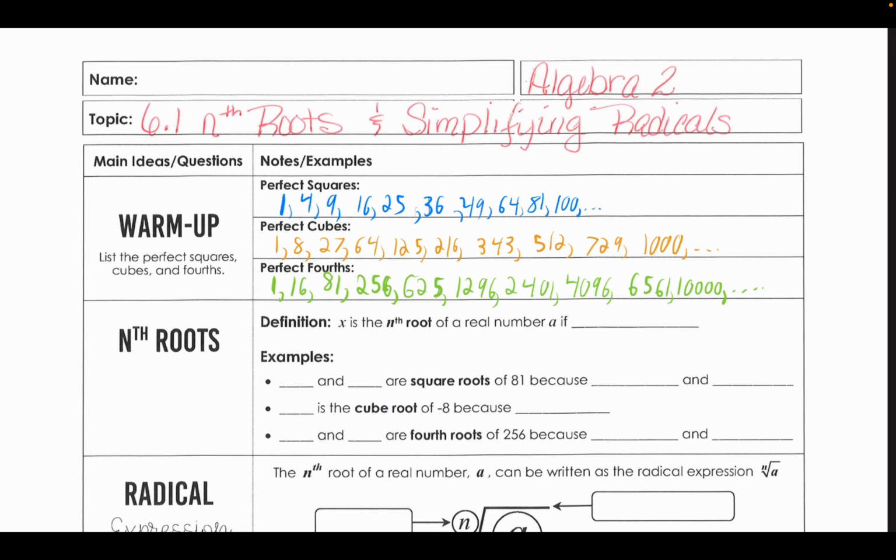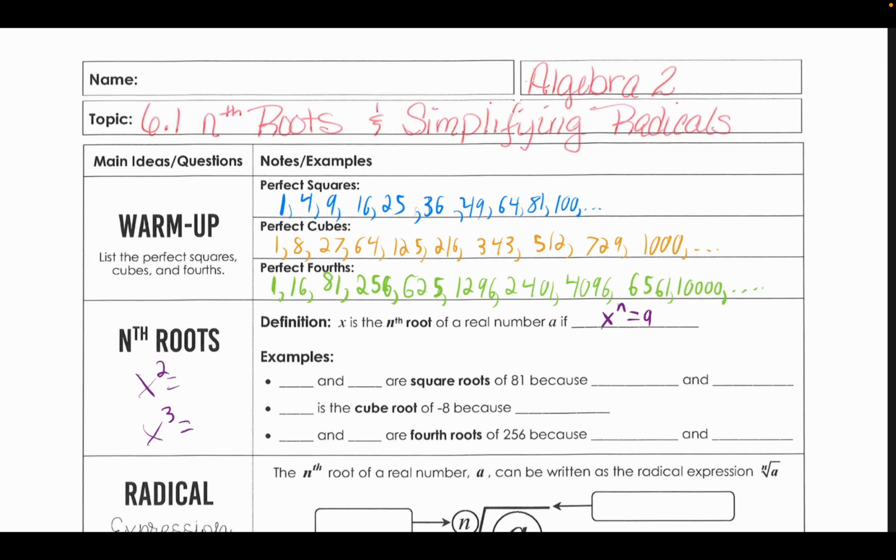Now, nth roots, let's talk about that. So, x is the nth root of a real number a if x to the power of n equals a. So we're just saying x is being raised to some power n, thus there can be an nth root. Similar to how if we had x squared equals something, you could have a square root, or x cubed equals something, you could have a cube root. Very similarly, it's just an nth root here, because nth is in the place of any exponent.